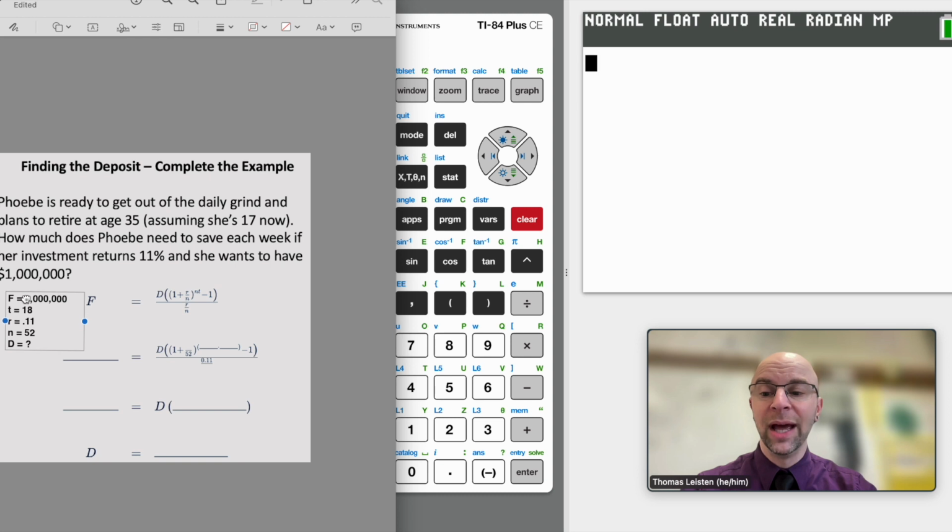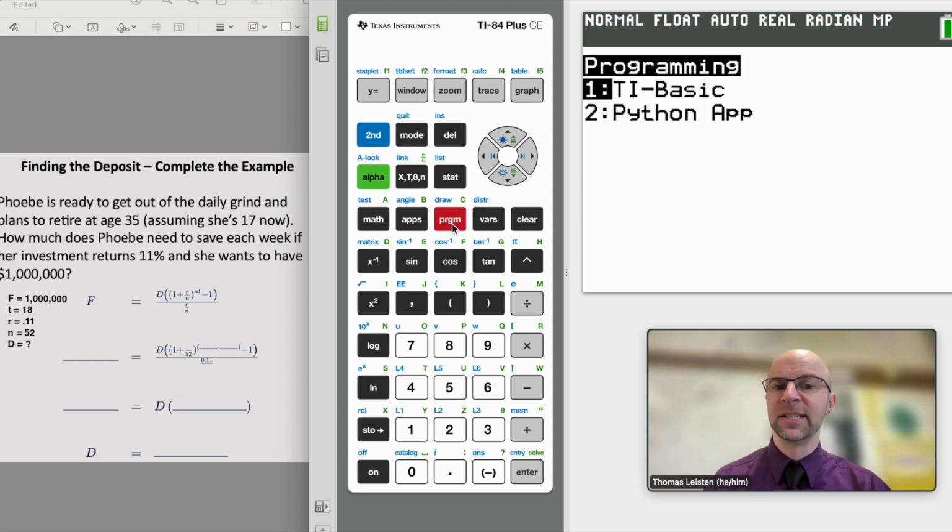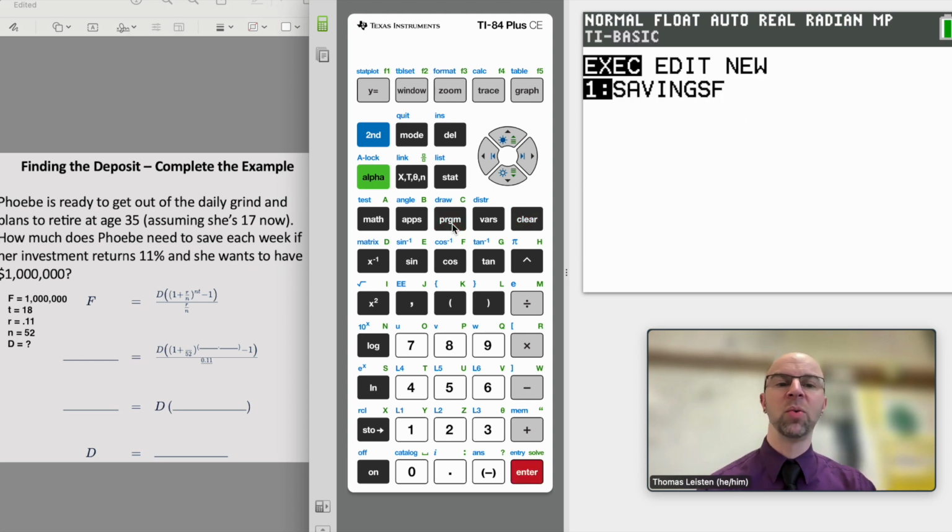Now we can go through and crunch the algebra behind this, solve it every single time, but we're going to be doing the same thing each time. Let's automate it. Let's go to the calculator. I'm going to write a program here. We go into the program button right in the middle. I'm going to select TI Basic, and we're going to write a new program. Now last time, we made a program for savings F. That was the savings program, that big formula over on the left side, solving for F. Now we're going to write a new program called savings D.